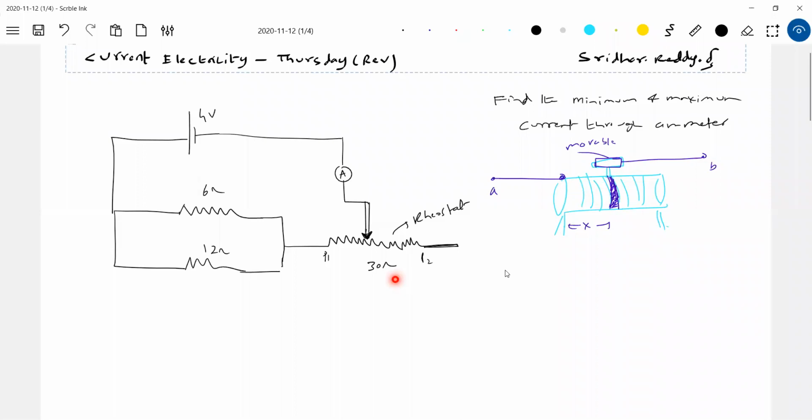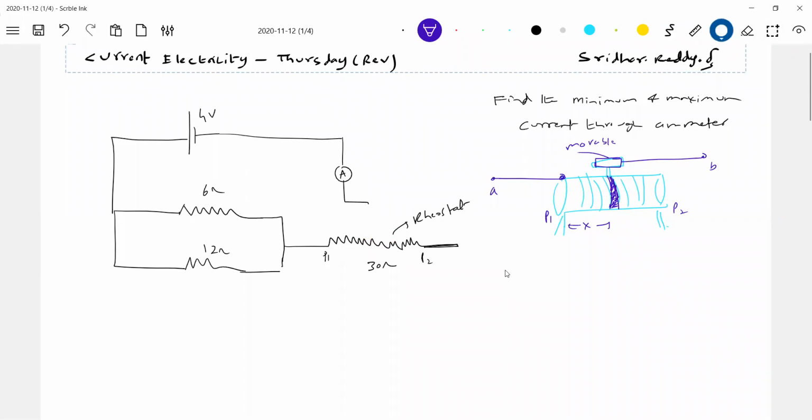It's asking now to find the minimum and maximum current through the ammeter. What is the maximum permitted resistance here? 30 ohm. You'll get rheostats of 100 ohm, 30 ohm, 50 ohm, 10 ohm, 1000 ohm, 10,000 ohm. There are some points, P1 and P2. When this handle is at P2, it will offer the total resistance. When the handle is at P1, it's as good as no resistance; the resistance will be zero. Able to get this? This is the arrow they show. It's movable.